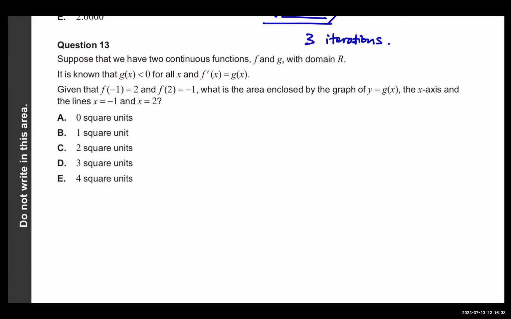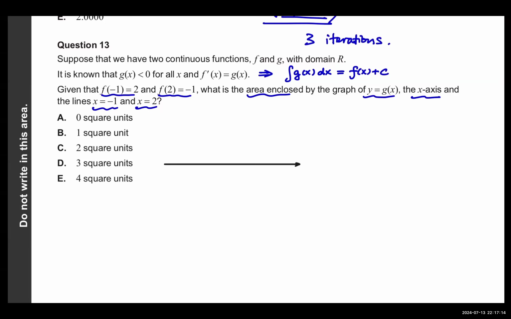Question 13, suppose we have two continuous functions, f and g, with domain R. It is known that g(x) is less than 0 for all x, and f dash of x is g(x). So I suppose if we anti-derive g of x, we should be able to get f of x plus c. Given that f(-1) is 2 and f(2) is -1, what is the area enclosed by the graph of g, the x-axis, and the lines x equals -1 and x equals 2?